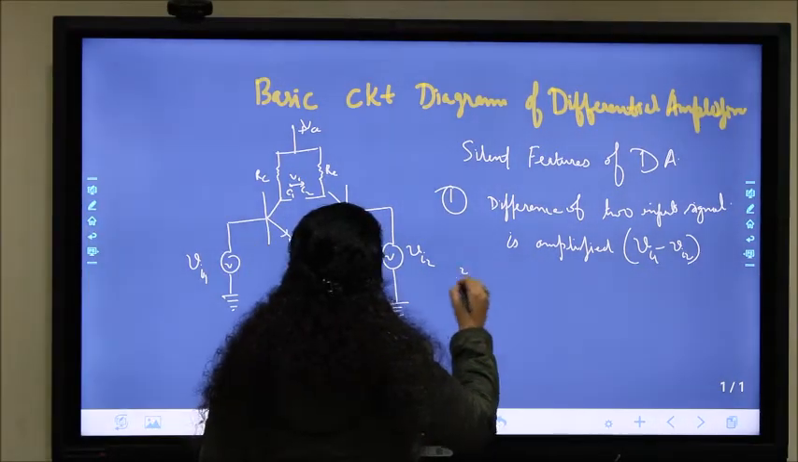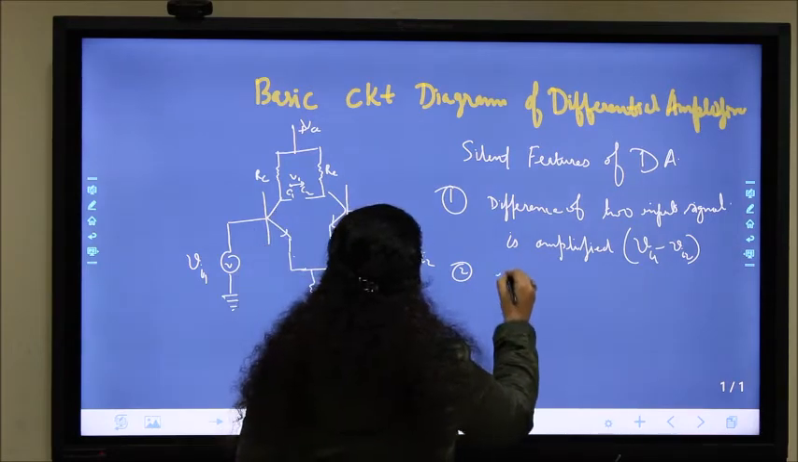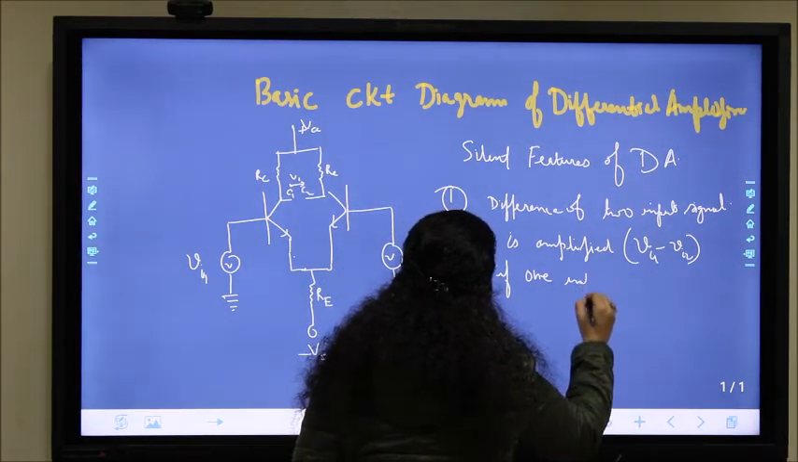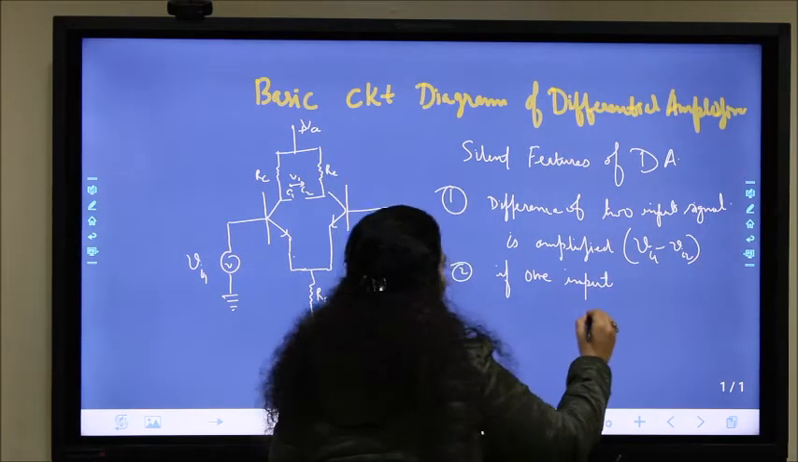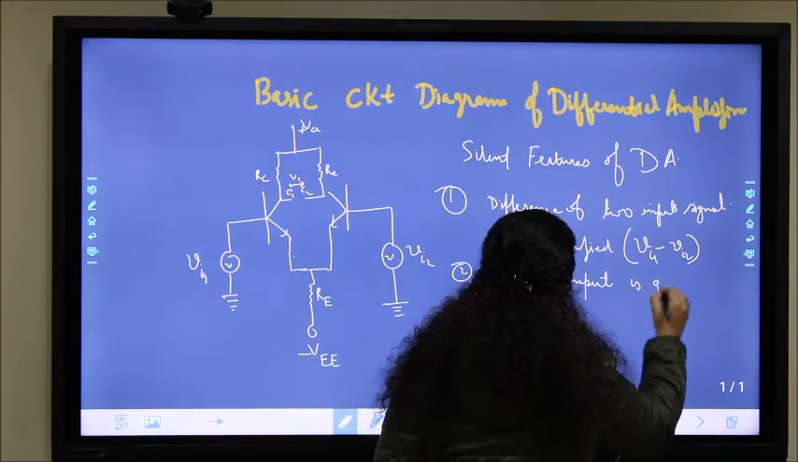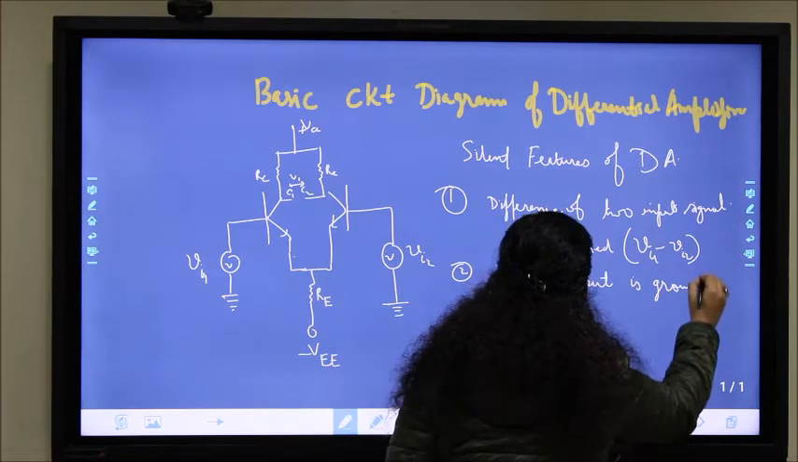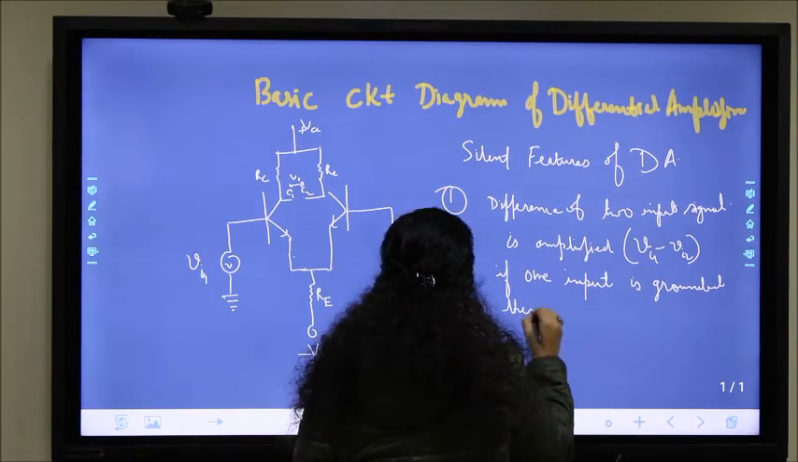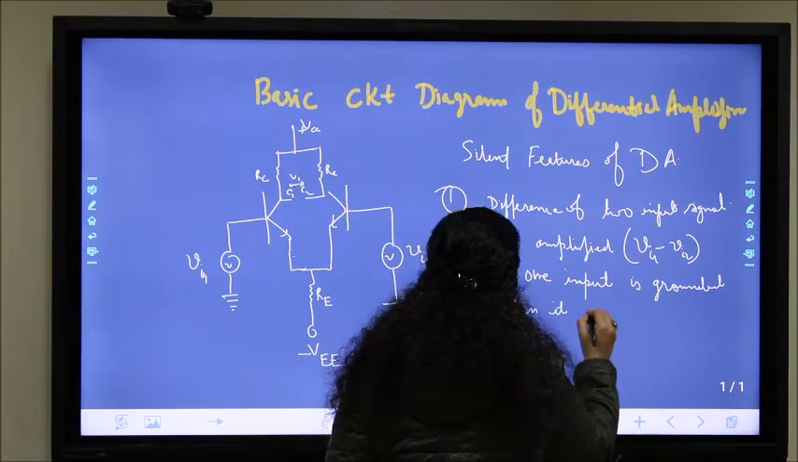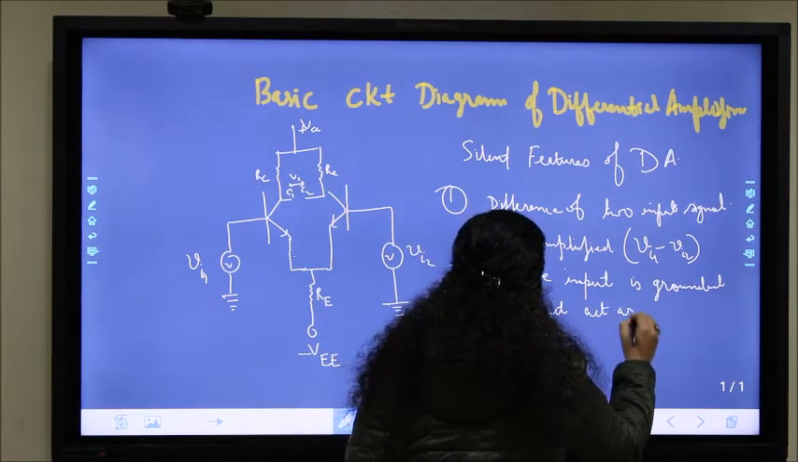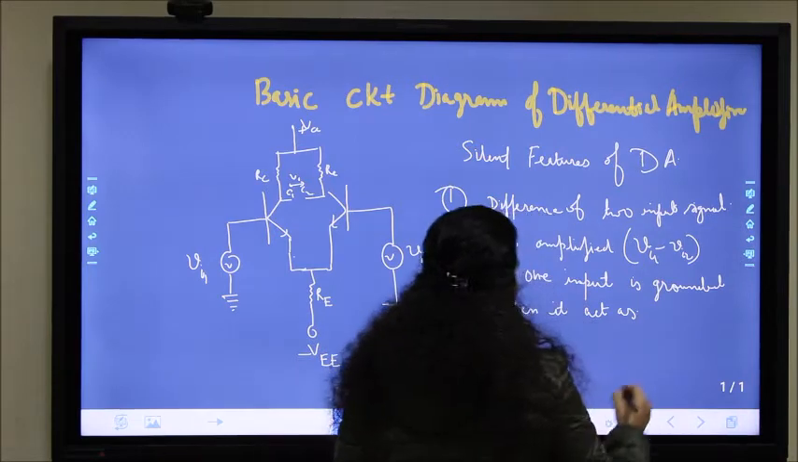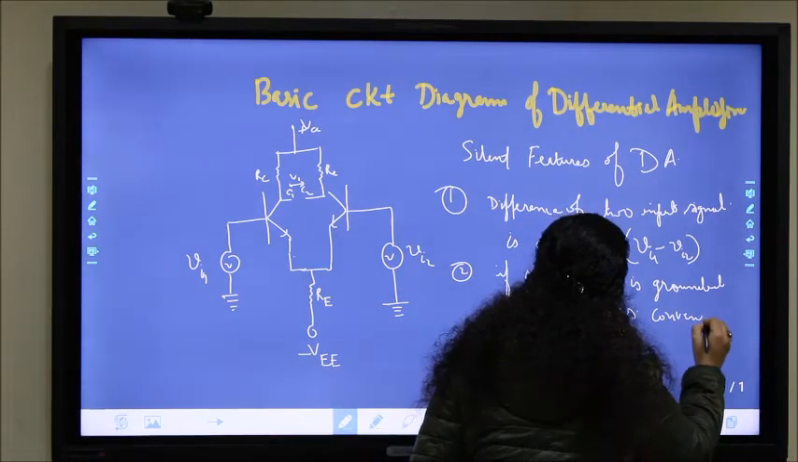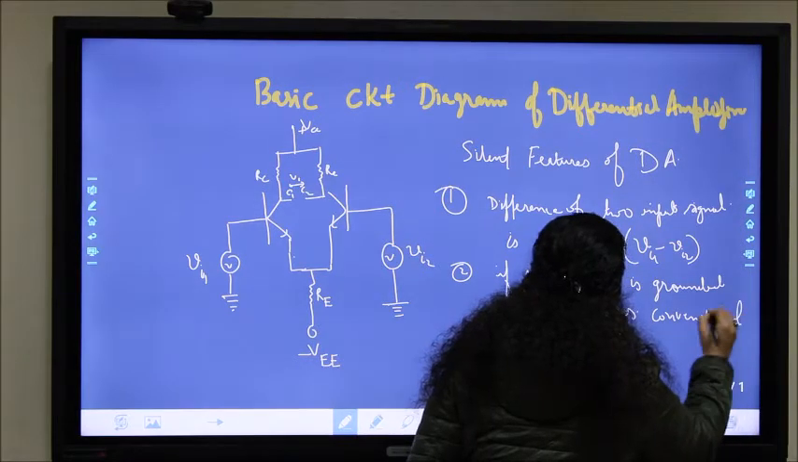The second salient feature is that if one input is grounded, then it acts as a simple or conventional amplifier.